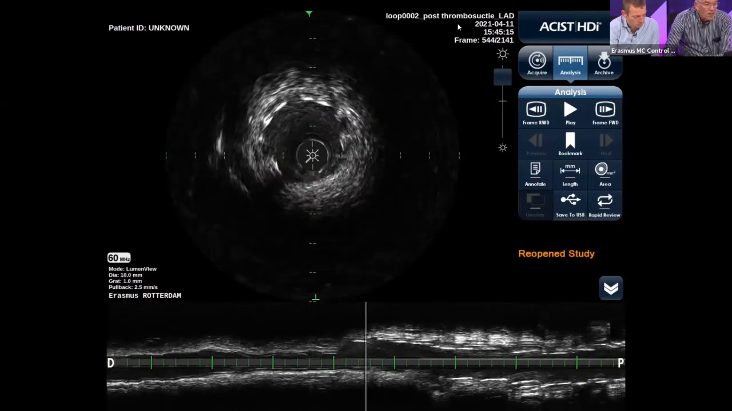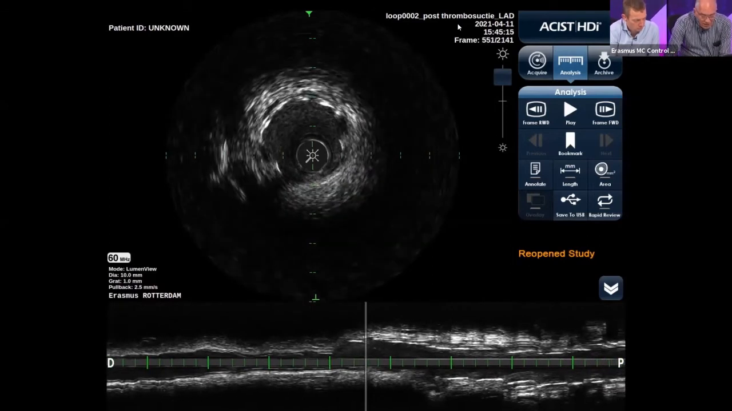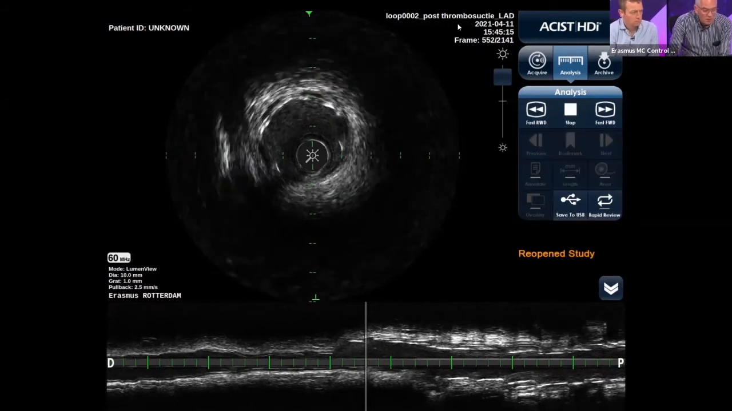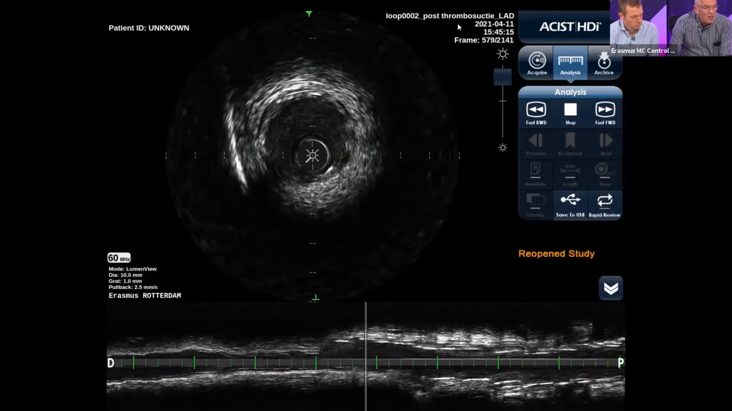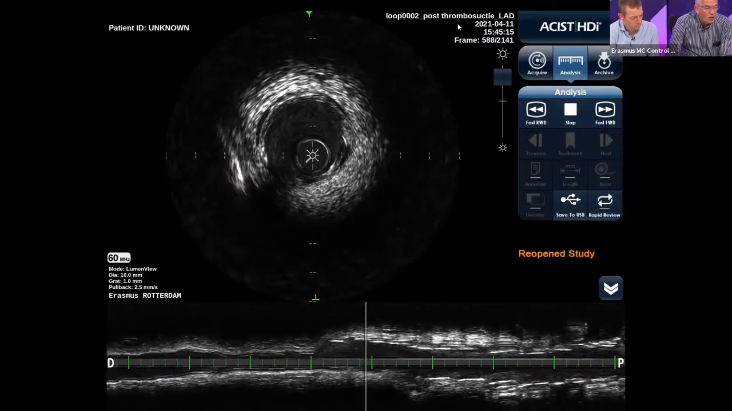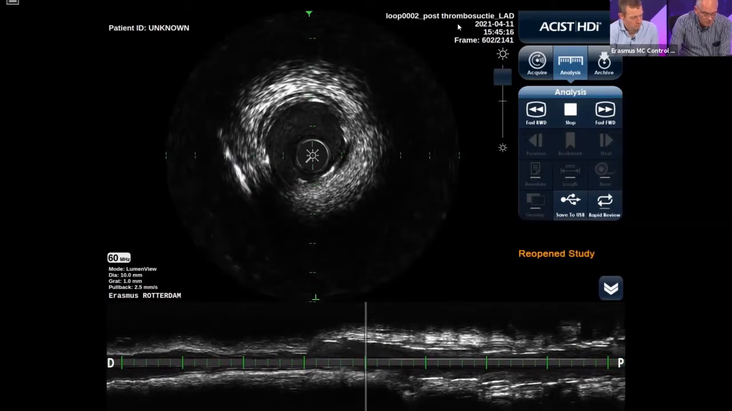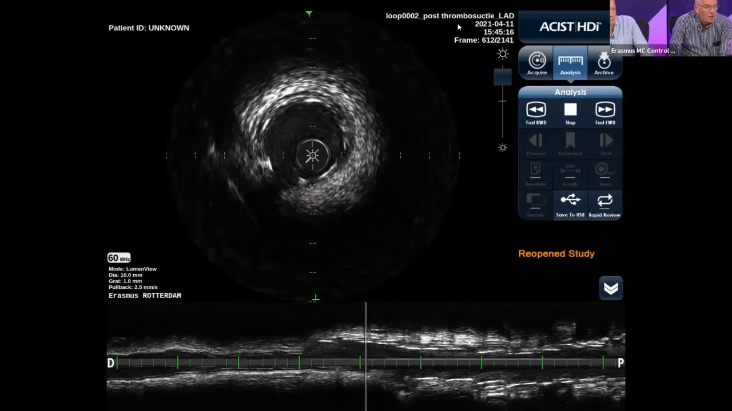So here we're in the stent, and now I let it run, and you still see that there will be some thrombus and organized thrombus remaining visible.